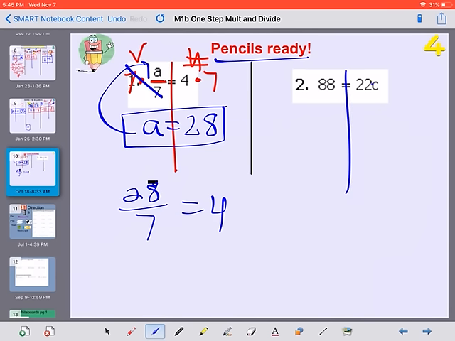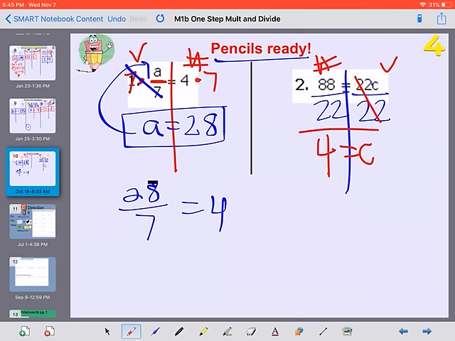Last one, we have these two touching, that's multiply, so right away I know the opposite is going to be dividing. So we're dividing by 22. Those eliminate. We have our variable on the right, so our number, 88 divided by 22, well, you can kind of see 2 times what gives us 8, should be a nice 4.